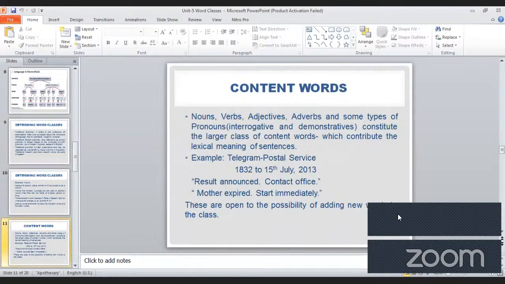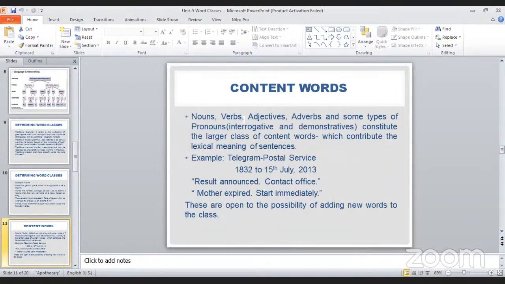Now, let us look at the content word. The content word, it says: nouns, verbs, adjectives, adverbs, and some types of pronouns, interrogative and demonstrative, constitute the larger class of content words, which contribute the lexical meaning of a sentence. So he says, these are the words which come under the content word.